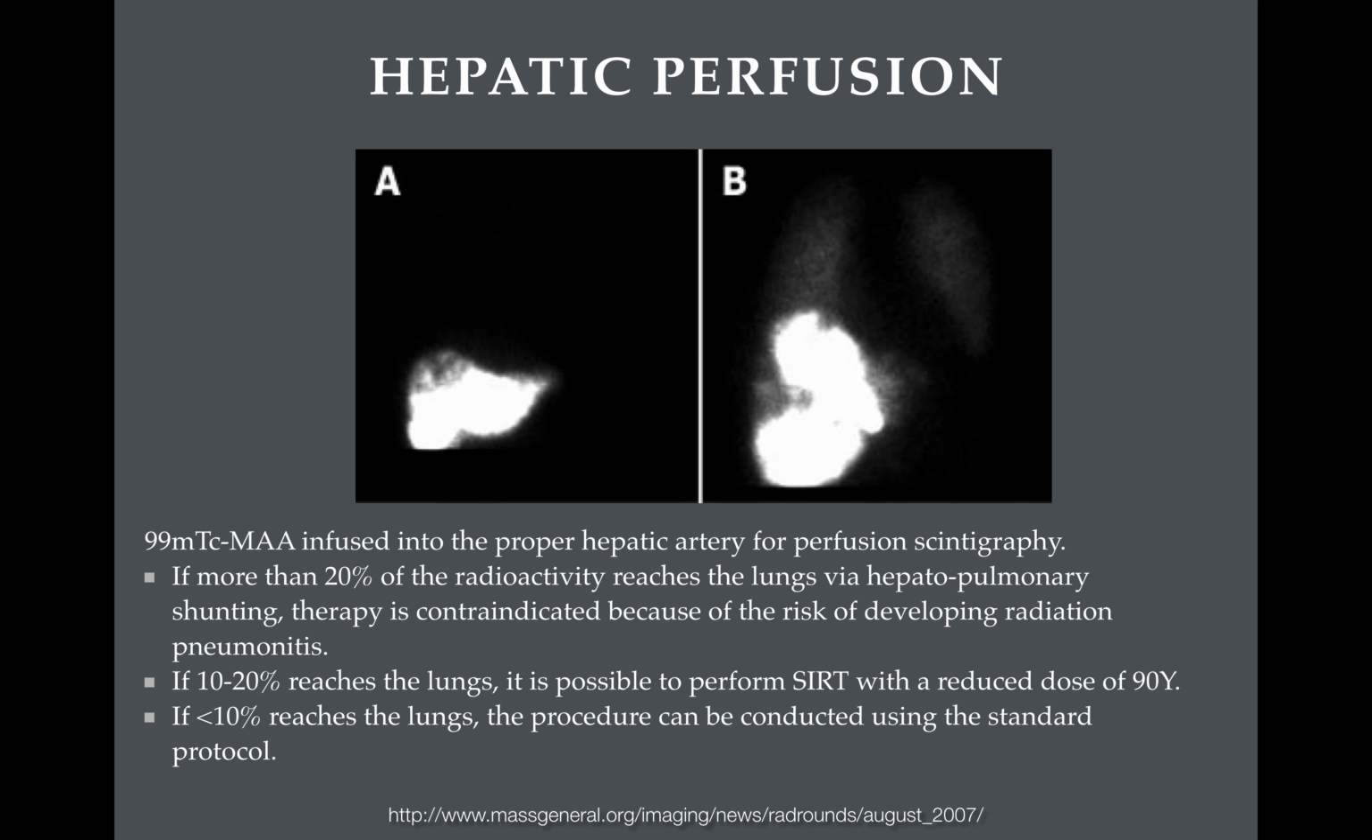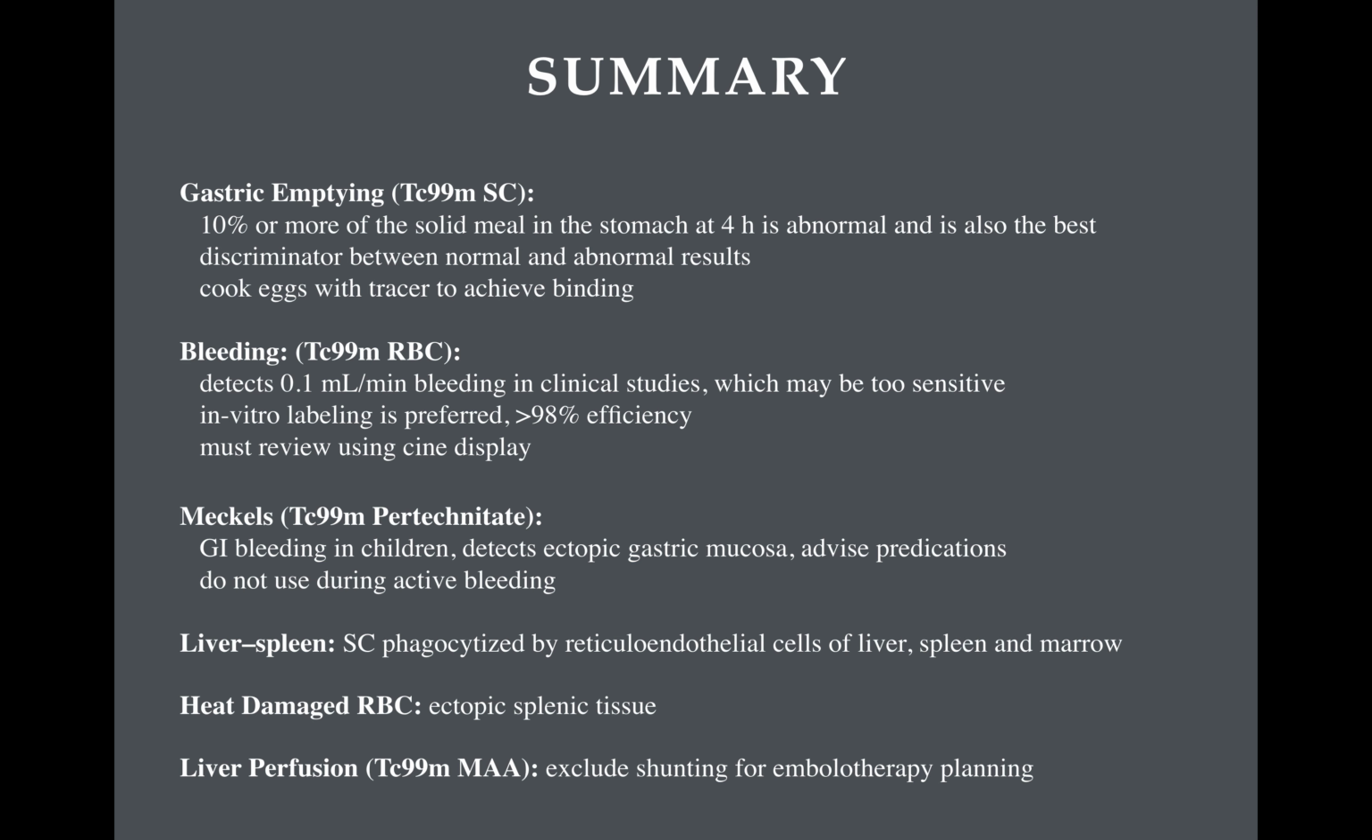Okay, so in summary, gastric emptying: standard solid meal, and the threshold is, if there is more than 10% retention at 4 hours, the test is abnormal. Remember that the eggs must be cooked with sulfur colloid to achieve appropriate binding. Bleeding scans with technetium-99m labeled red blood cells can detect bleeding rates of up to 1/10 of a milliliter per minute, which may be too sensitive in clinical use. And remember that these days we only do in vitro labeling, so in a lab, and that achieves the optimal greater than 98% efficiency. And in general, we should be looking at these on cine images.